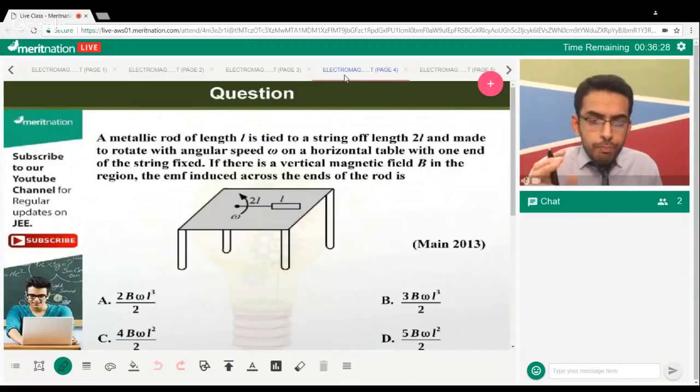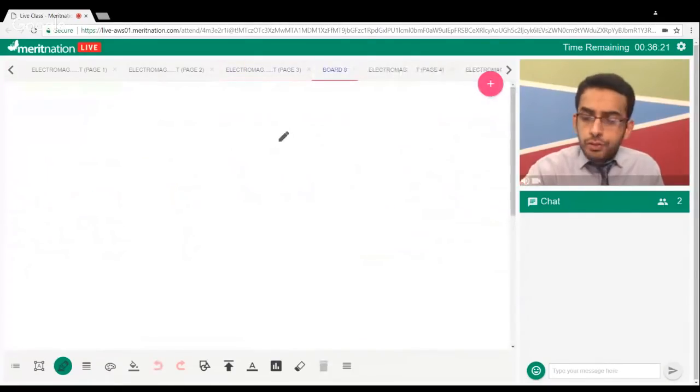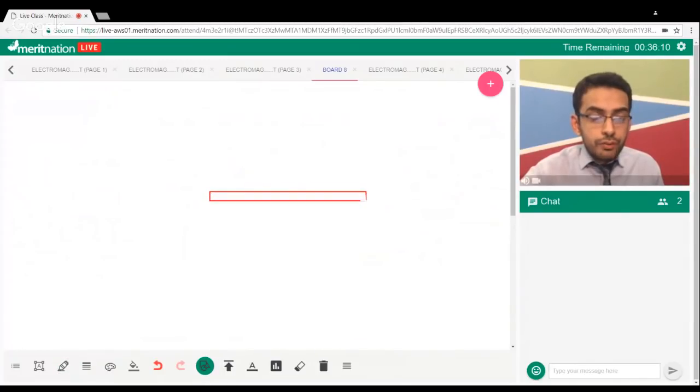Before that, I would like to recall something. I would like to introduce the EMF induced inside a rotating conductor. That will help you solve this question very nicely. Suppose this is a metallic conductor, and it is hinged here.